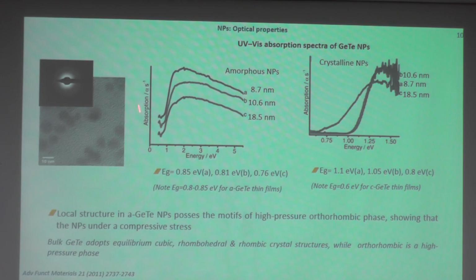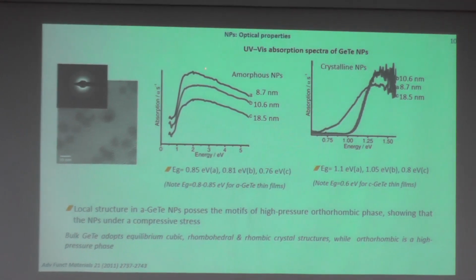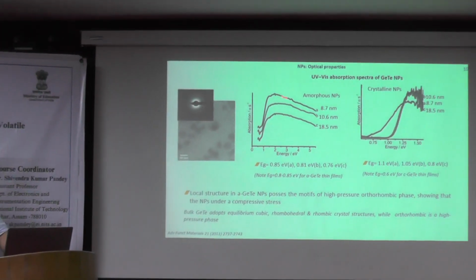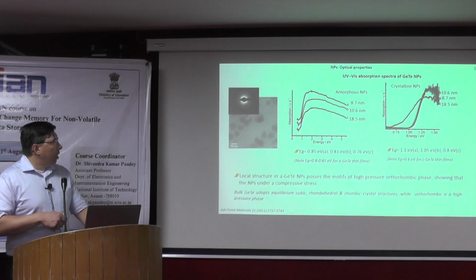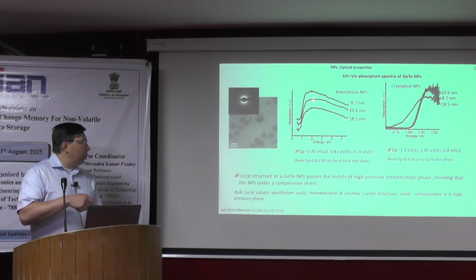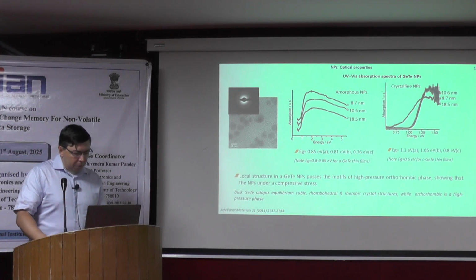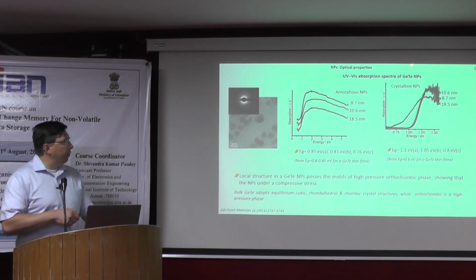So this graph shows you absorption against energy, here for amorphous nanoparticles, with the size of the nanoparticles changing, and the absorption is also changing. So here we have more absorptive nanoparticles than these nanoparticles. So this also leads to the change in the band gap, the size.